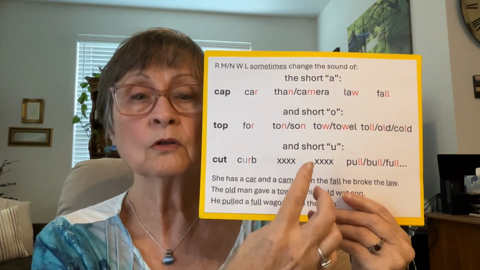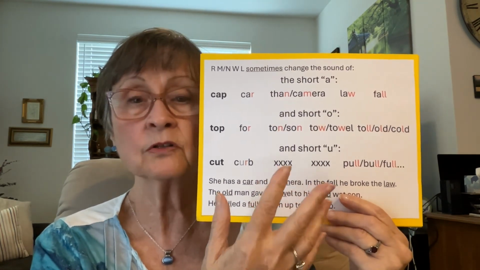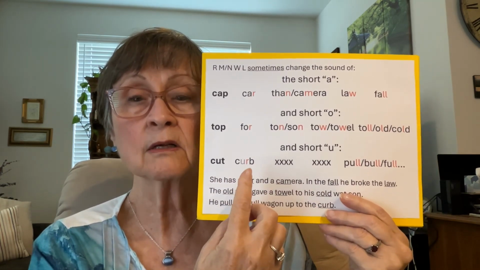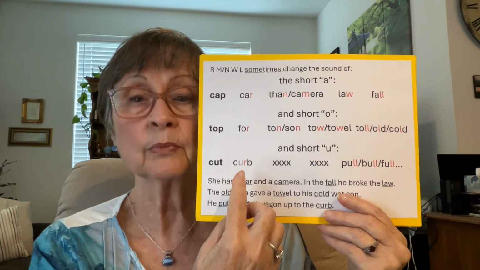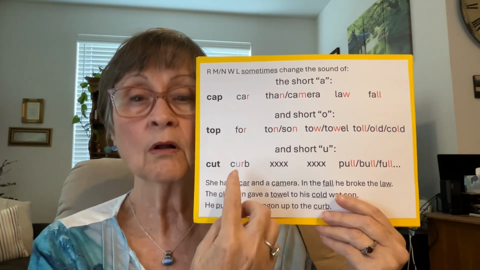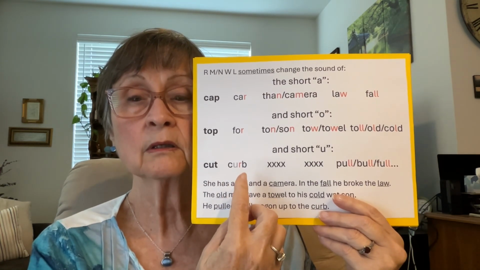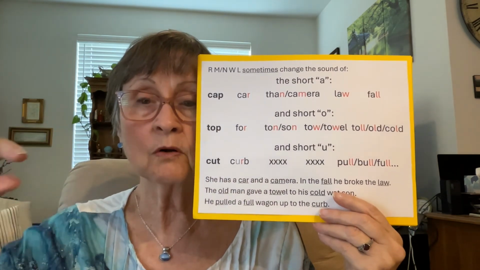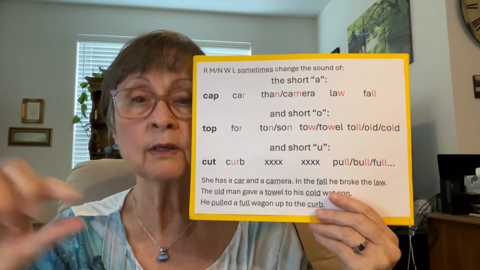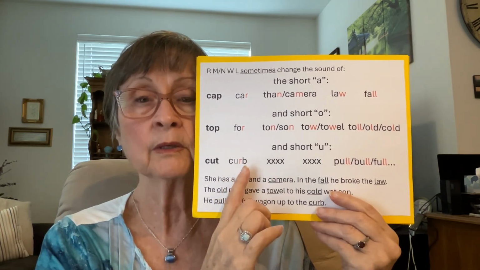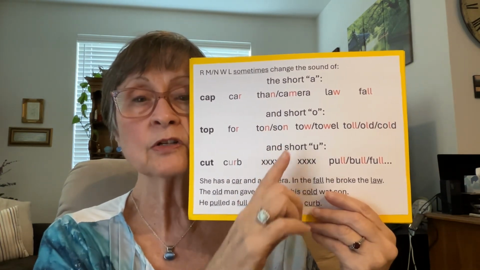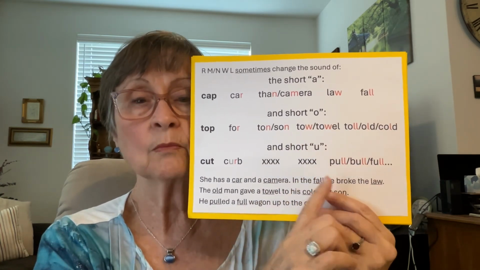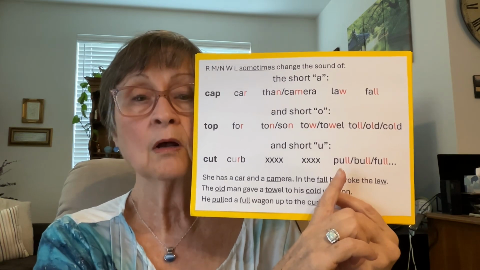Then the short U, which doesn't change very often, like in cut. But if an R is following it, oftentimes it disappears completely. You don't even hear it at all. Curb. That's the edge of a road that's a little bit higher than the surface of the road. On the side, it's the curb. Herb. N doesn't change it, and M doesn't change it, and then W doesn't change it, but L does.